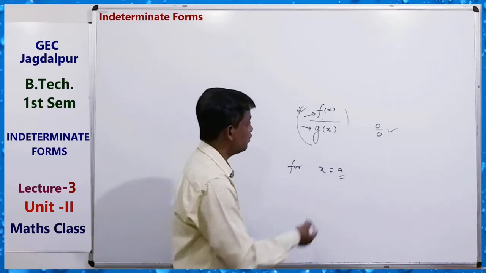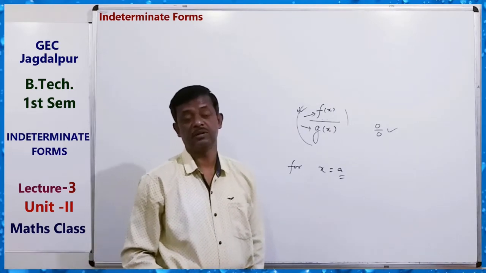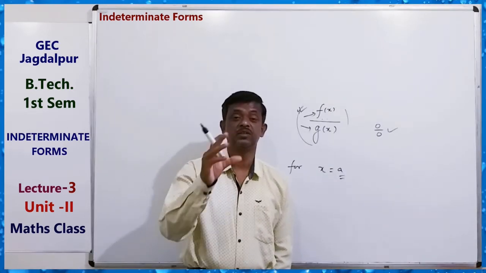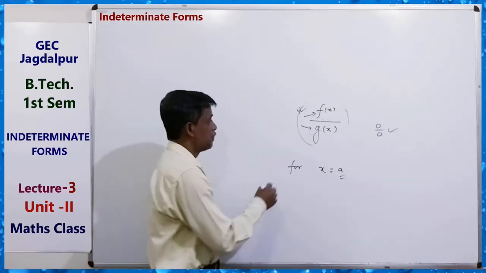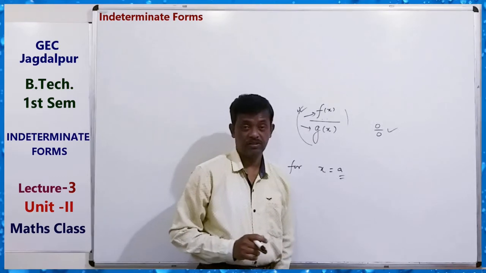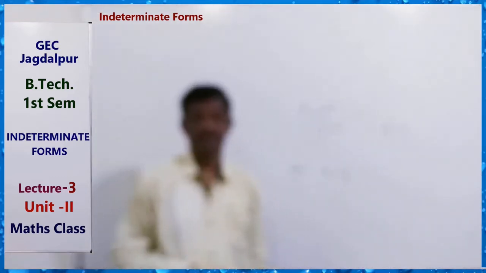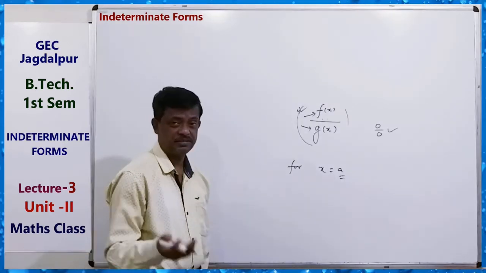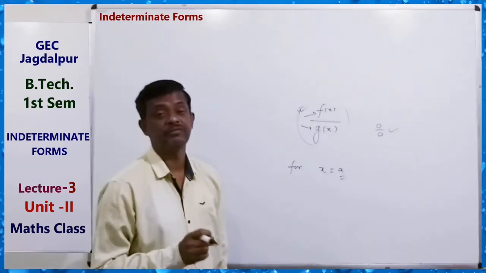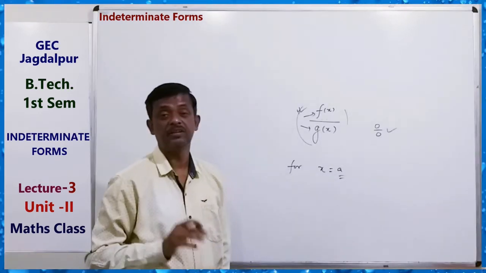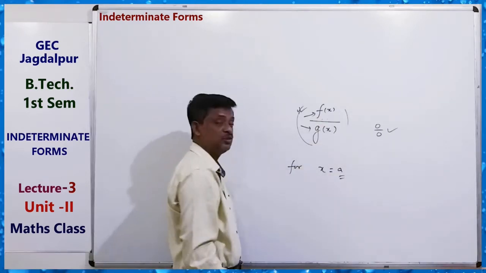In this case, we have to apply a special rule called L'Hospital's rule. By using L'Hospital's rule, we can evaluate this indeterminate form. So I will discuss L'Hospital's rule: how can we evaluate this indeterminate form whenever for some value of x the form is 0 by 0.